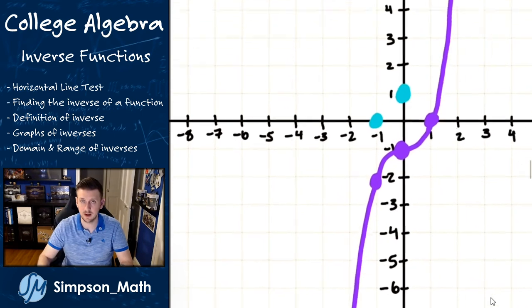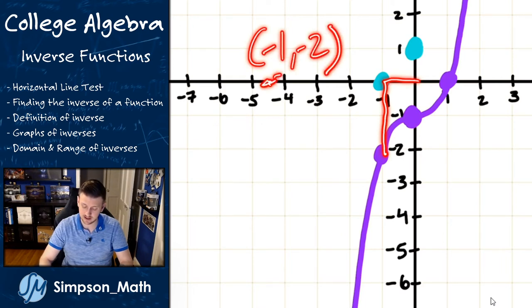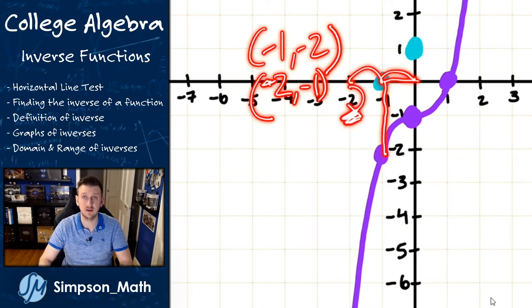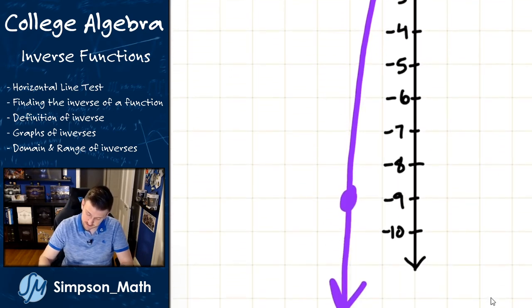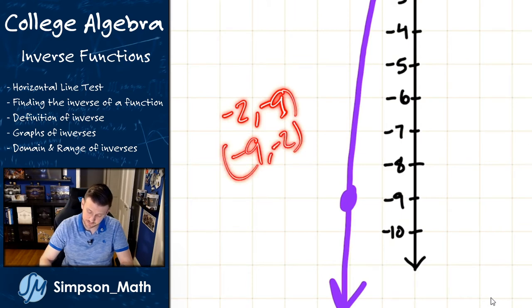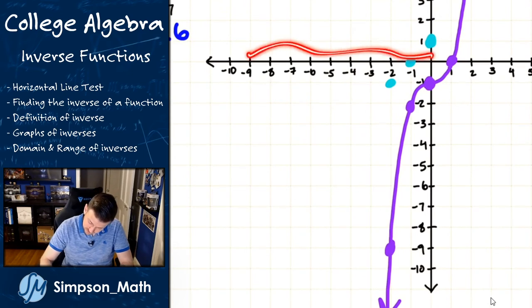Okay, so now I was at where my origin moved, and now I'm going to go the other direction. So this is negative 1, negative 2, its actual number. Swap it, and now it's at negative 2, negative 1. So right here is going to be where the dot is. And last dot: this is negative 2, negative 9. Swap it, negative 9, negative 2. So I'm going to be at negative 9, negative 2.